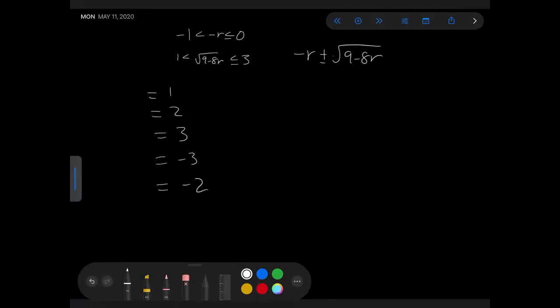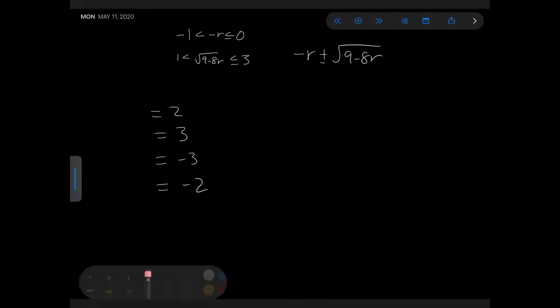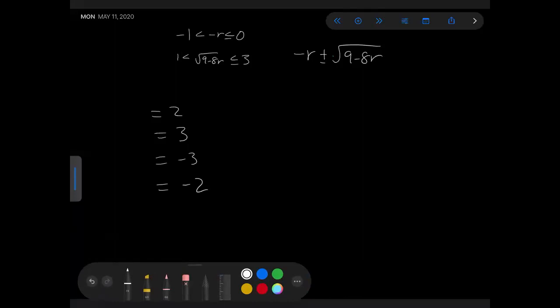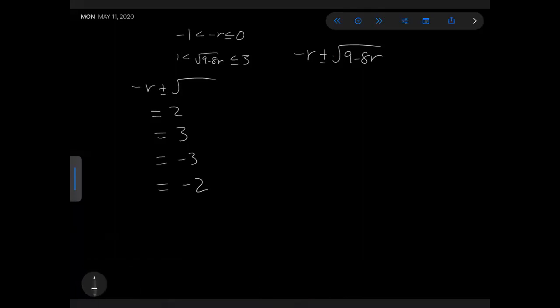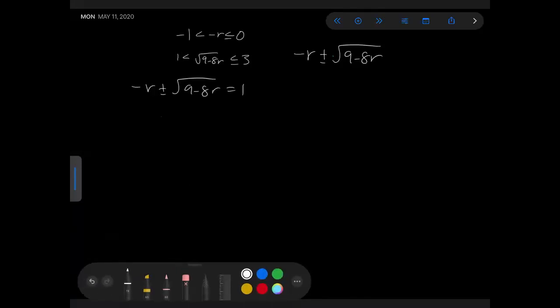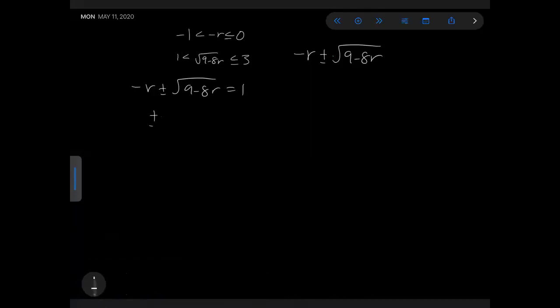So now what do we do? We're going to solve the first case and set it equal to 1. So let's say that negative r plus or minus the square root of 9 minus 8r is equal to 1. Let's move our r to the other side so we can square everything to get rid of our plus or minus and the radical. So plus or minus the square root of 9 minus 8r is equal to 1 plus r.